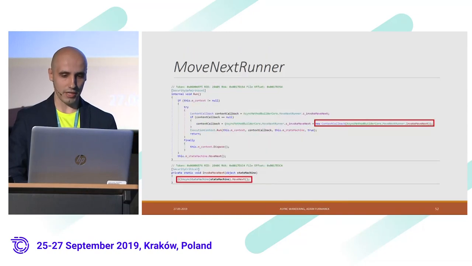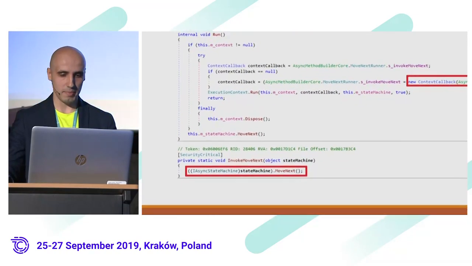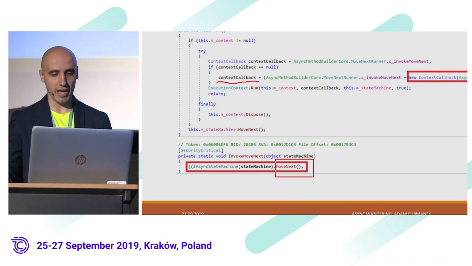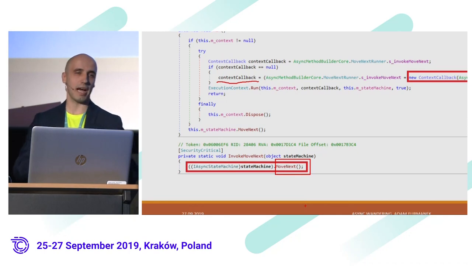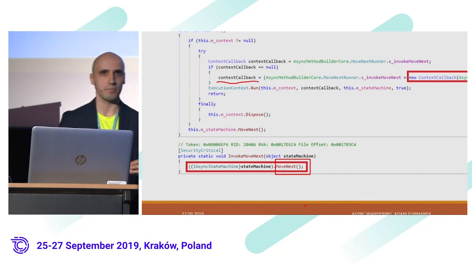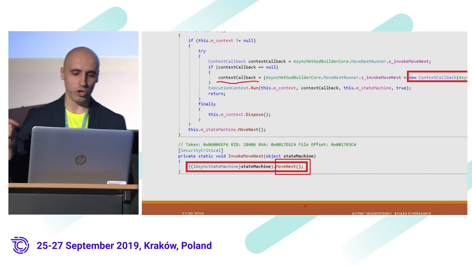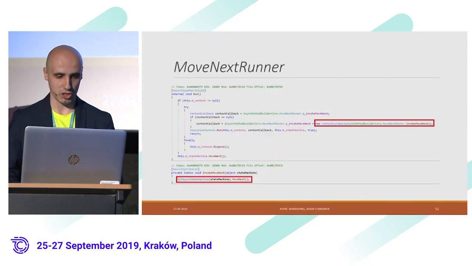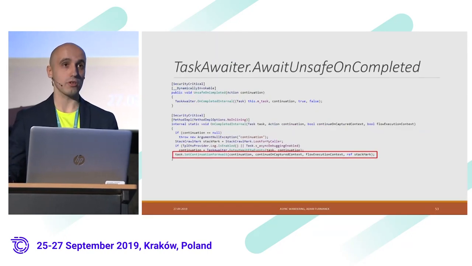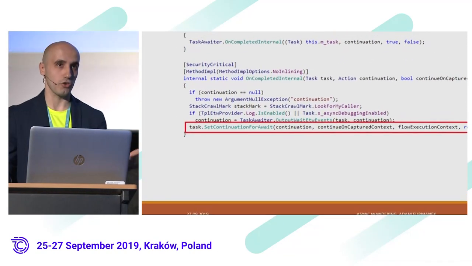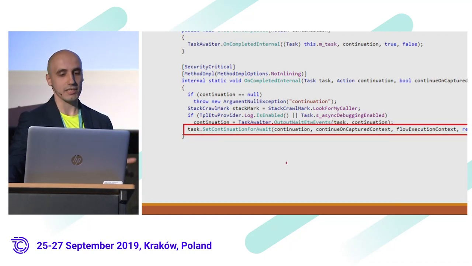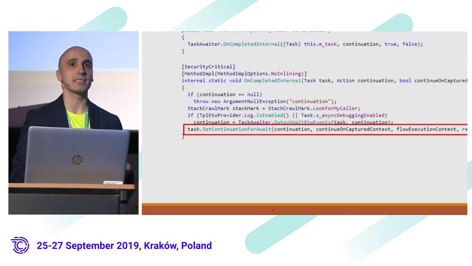So we generate this thingy, and this move next runner basically creates some callback, and then ultimately it just calls move next in this part. So this is some kind of sophisticated lambda represented by multiple types, which ultimately goes under the hood and calls move next on our type supporting state machines. So what this await unsafe on completed also does when it creates this action, it needs to pass it as a continuation to the awaiter. And what is happening next, we call task set continuation for await, and we pass this continuation.